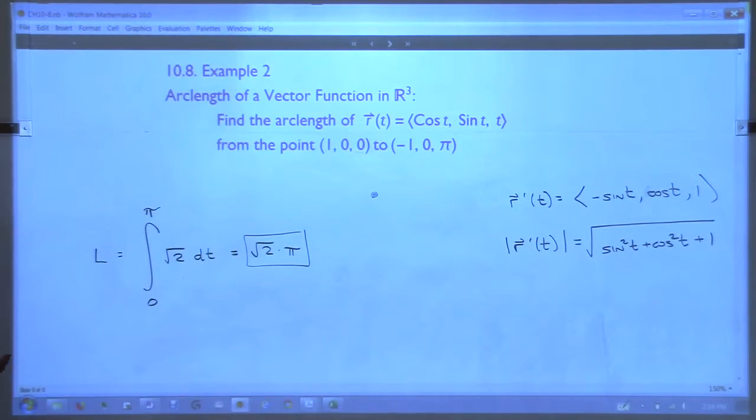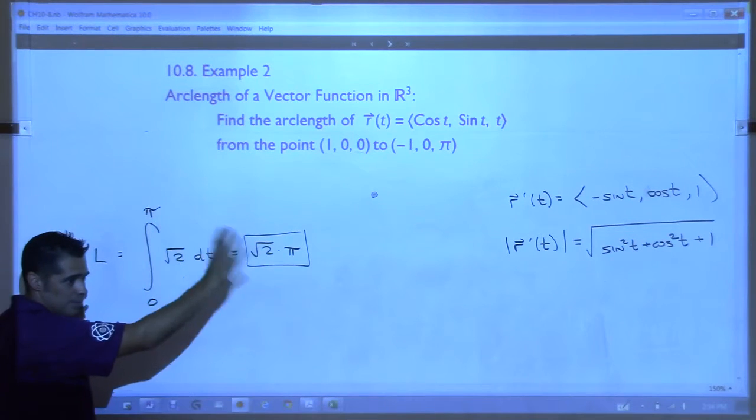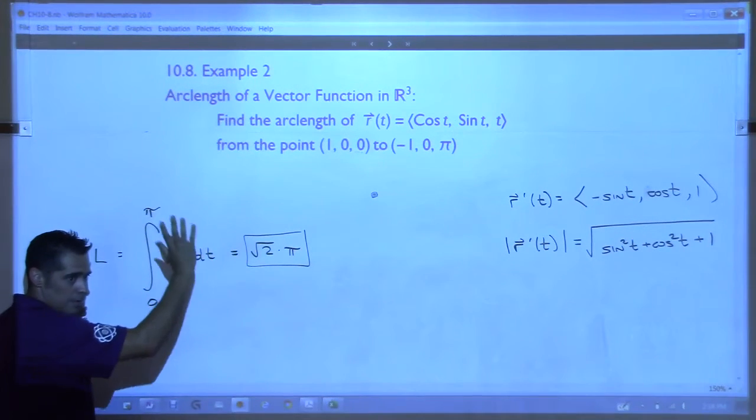Nothing special here, right? Do you all agree? Mechanically, as long as you can take the derivative and take the square root of the sum of the squares of the components and do the integral, you're in business.